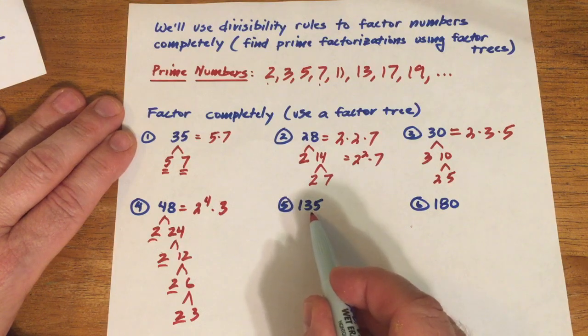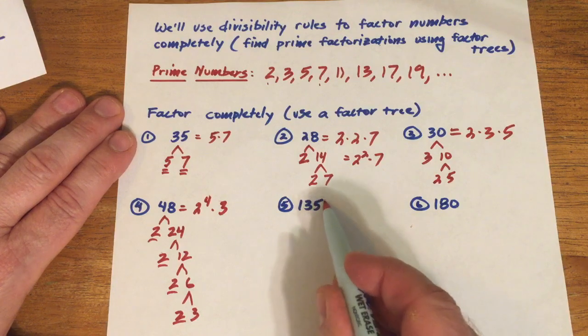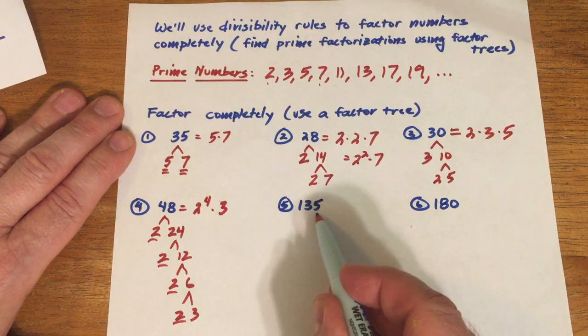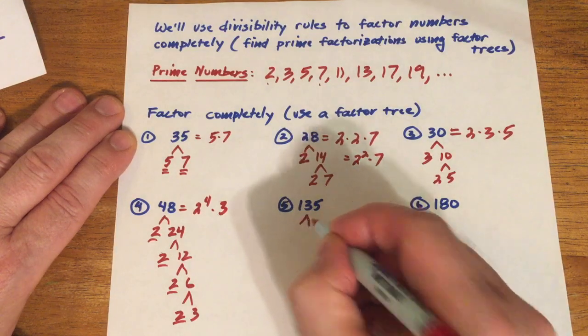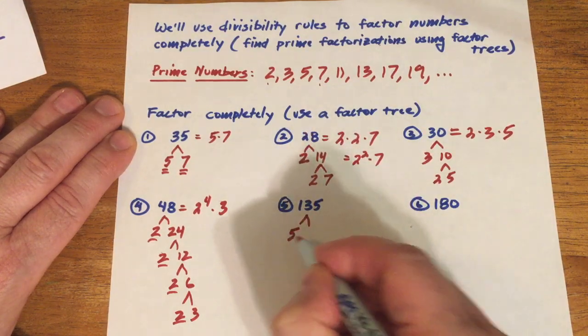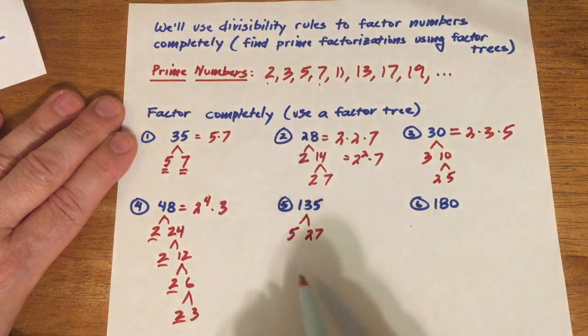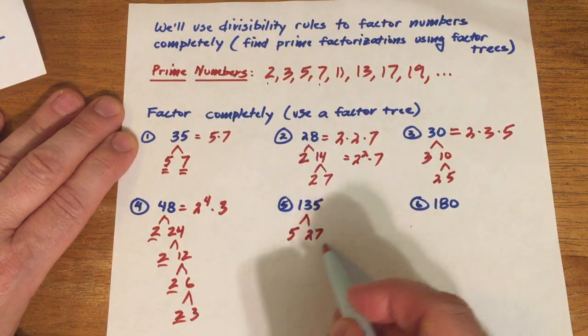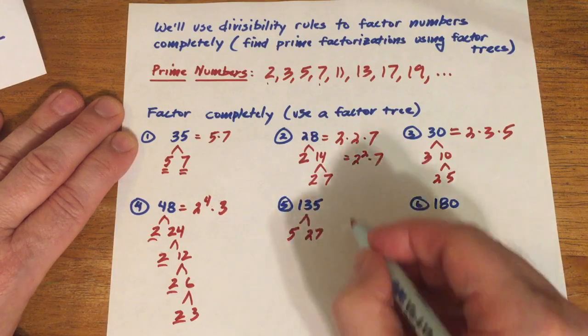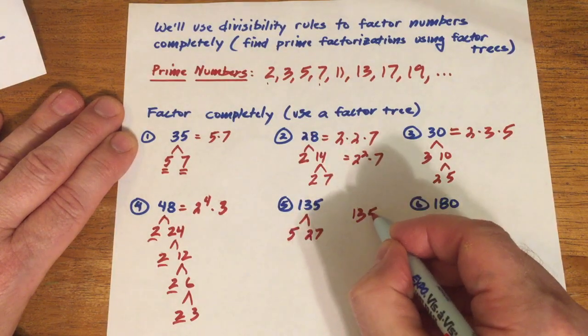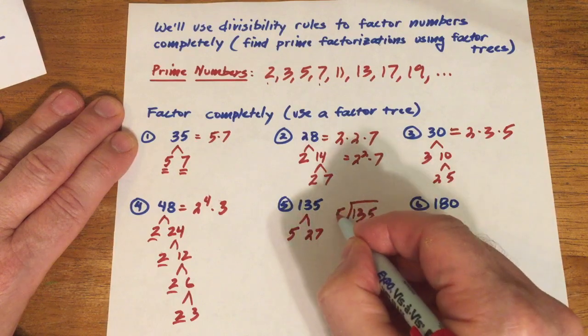It ends in a 5, so we know that 5 goes into 135. 5 is a factor of that. And if we take 135 and we divide that by 5, we're going to end up getting what number? Well, it should end up being 27. So 135 divided by 5 is 27. Now, one question you may have is, wait a second, how do we get to 27? Well, one way to get it is to take 135 and divide that by 5.